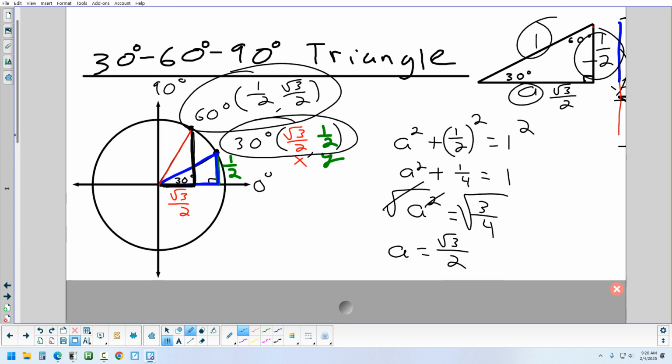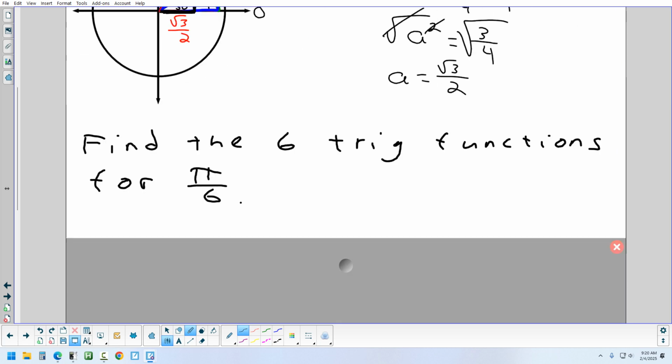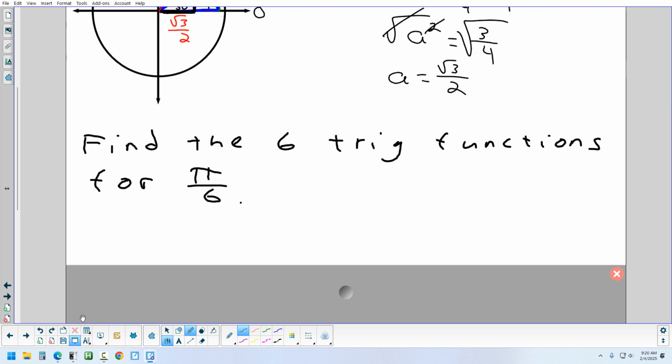So any questions on how we got the coordinate for 30 or 60? No. It does require you to be a little bit clever, to make a copy of that triangle and just try to figure it out that way. That's one way you can do it. All right, so let's try this one.